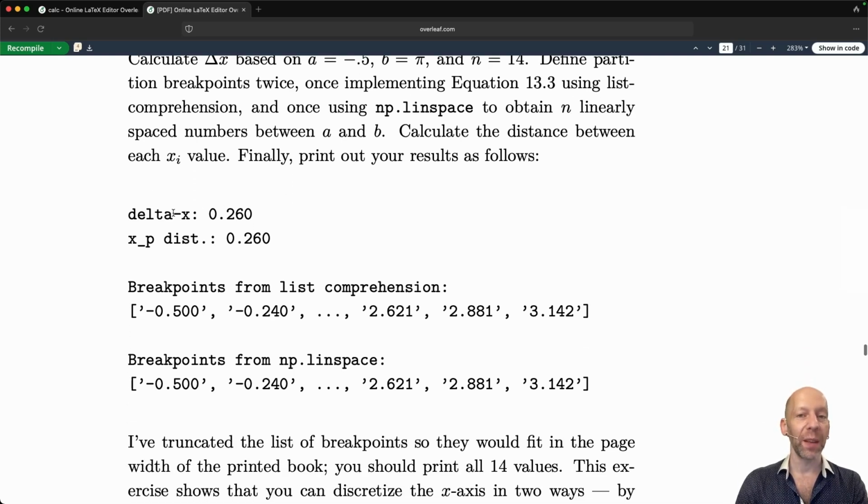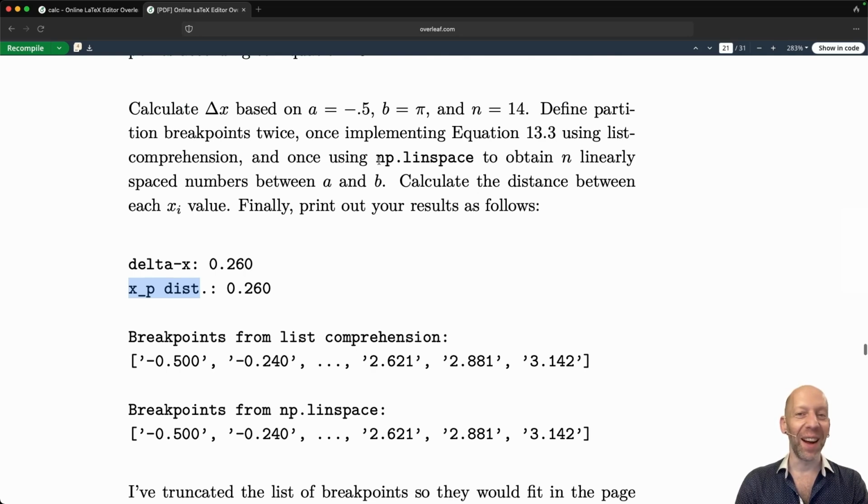So we can print out here the delta x that's based on the formula. I'll show that in a moment. And then here is the distance between successive partition x values. Now those should be the same according to the formula. And so if they're not, then either you've used linspace incorrectly or you've implemented equation 3 incorrectly.